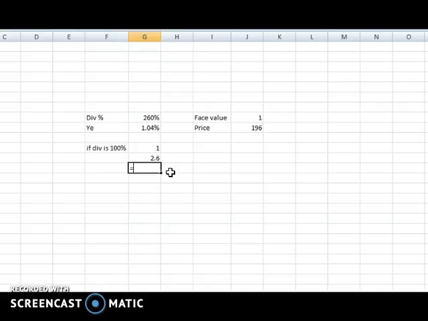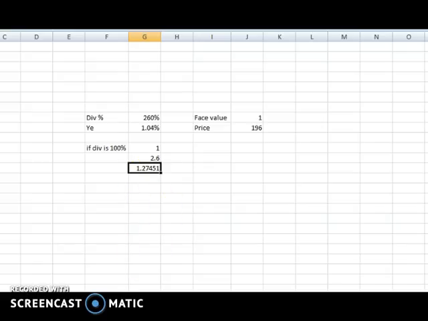The yield is equal to the total dividend, 2.6, divided by the share price, it is 196, into 100. You can see here 1.3. So you can understand that the yield is the actual one. They are paying an actual share value. So if the yield is more than 1%, we can assume that the company is maintaining good dividends. They are issuing good dividends.